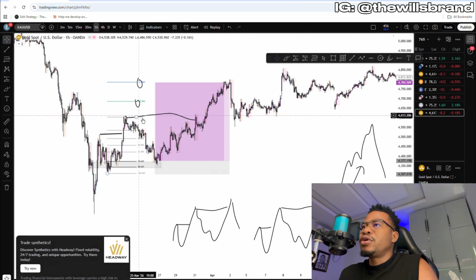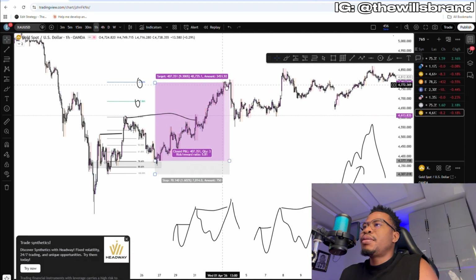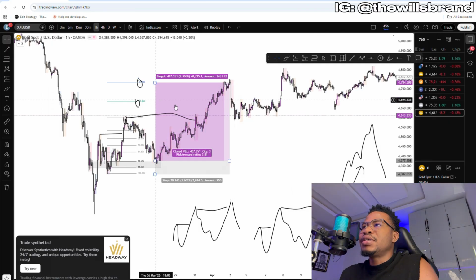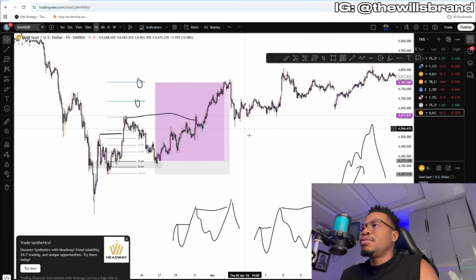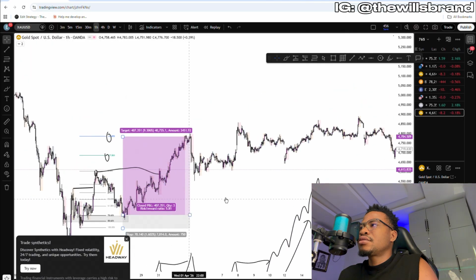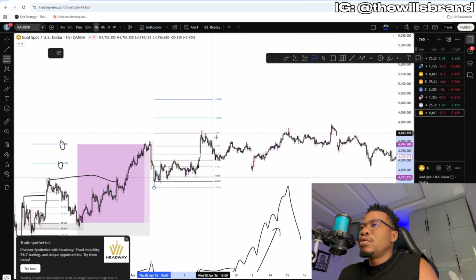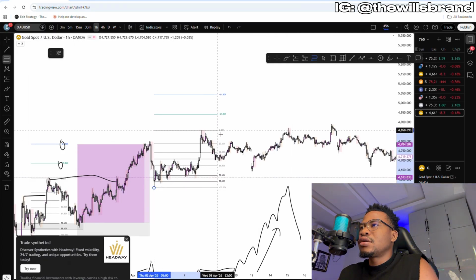After we broke this 0.00% level, the market still continued. You can see as soon as we hit that 61.8% level, the market corrected immediately, right? The market corrected immediately.